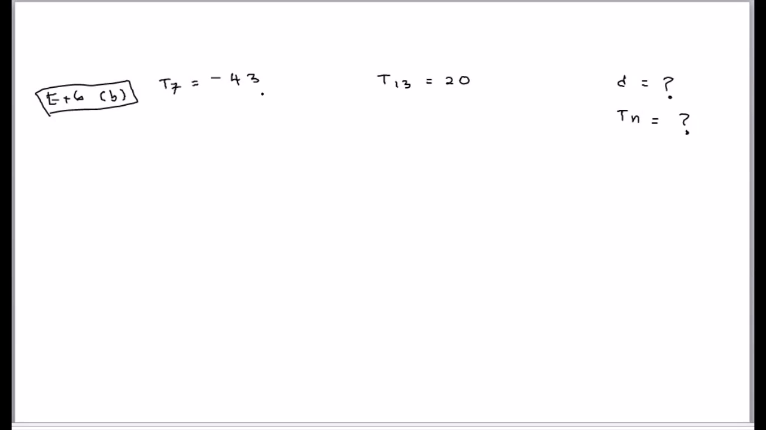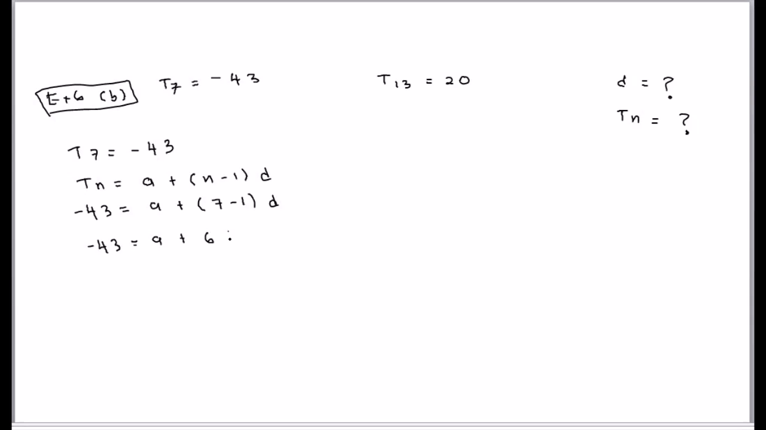Okay, let's use these two pieces of information that we have. T7 equals negative 43. The formula to find Tn equals a plus n minus 1 d. So T7, negative 43, equals a plus 7 minus 1 d. Negative 43 equals a plus 6d.